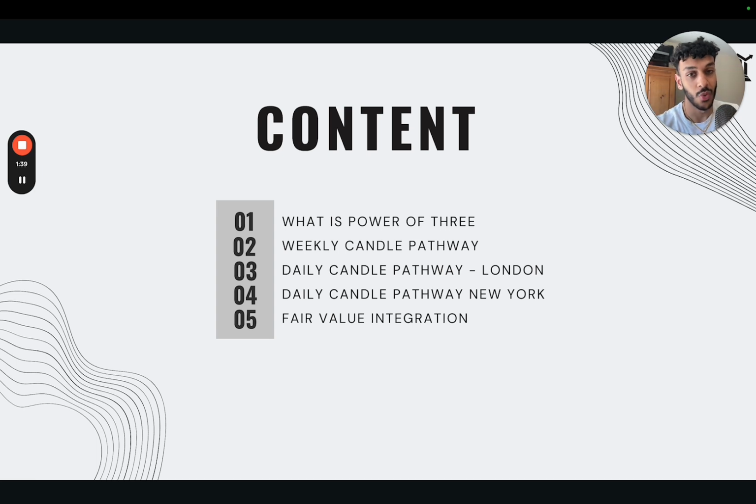First, we're obviously going to look at what is power of three. Then we're going to go into the weekly candle and its pathway. Then we're going to dissect the daily candle in both London and New York. And at the end, I have some fair value integration, which is a methodology that you can use today to implement the power of three very effectively and find very high probable setups inside of price.